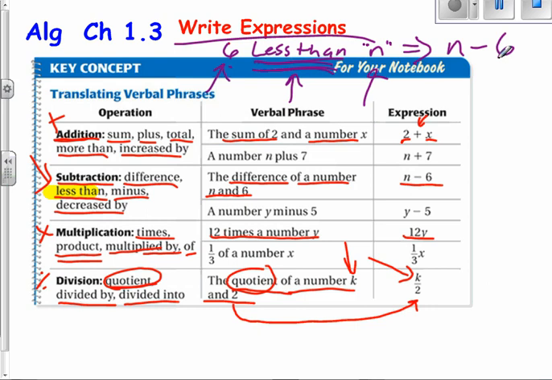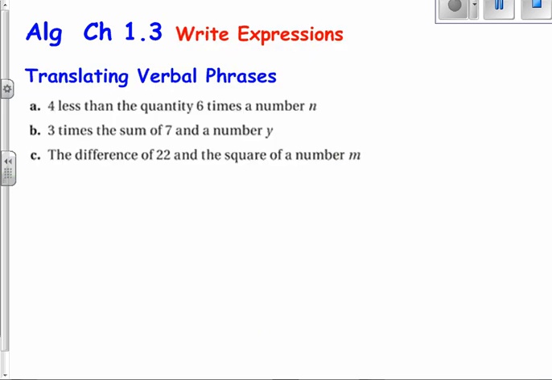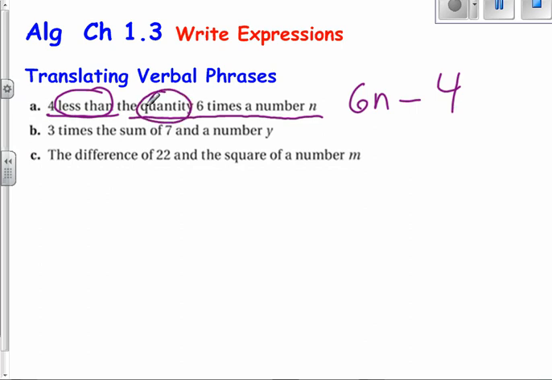Okay, so let's go to our next screen here, translating verbal phrases. So this says 4 less than the quantity 6 times the number n. So 6 times the number n, and it's 4 less than, so it's 6n minus 4. The word quantity, all that means is that it's letting you know that there's two parts here, or I'm combining what follows, if you will.